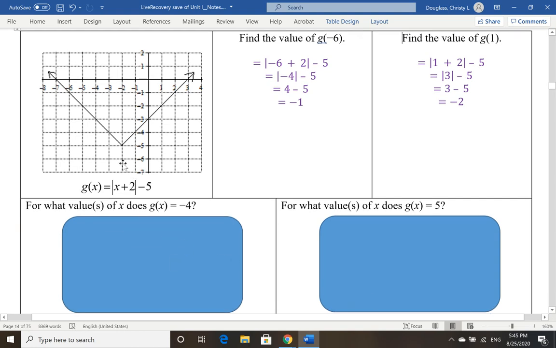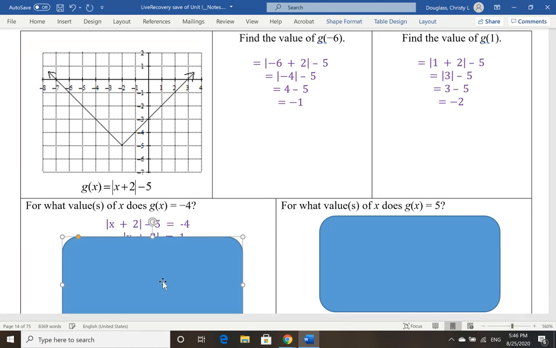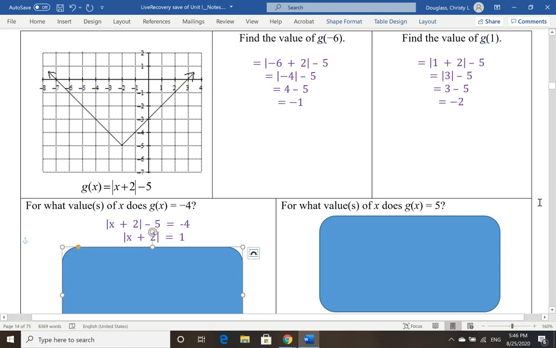For this, you're going to take your function g of x and set it equal to negative 4. And then solve your equation. So here we're solving an algebra problem. I'll begin by isolating my absolute value bars. I will add 5 to each side of my equation. And when I add 5 to negative 4, I get positive 1.